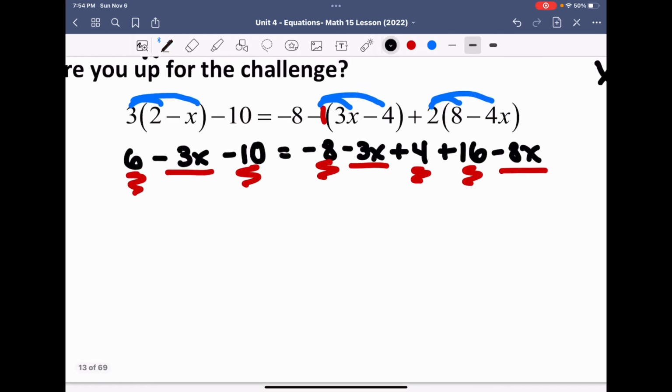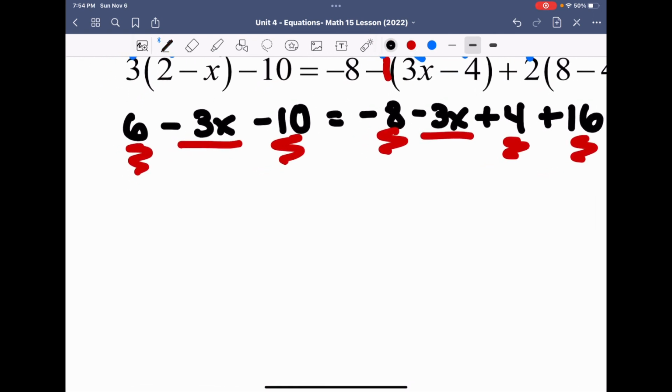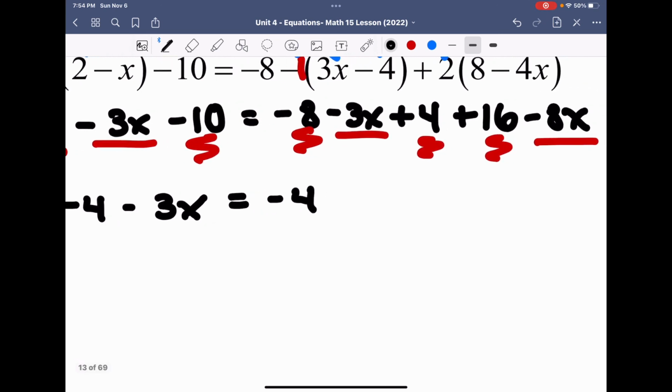On my left-hand side, the terms I can bring together are 6 minus 10, which is equal to negative 4. And the negative 3x stays because nothing can be combined on the left in terms of x's. I then go to my right-hand side. Negative 8 plus 4 is negative 4. And then plus 16 is going to be equal to positive 12. And then we have negative 3x minus 8x is negative 11x.